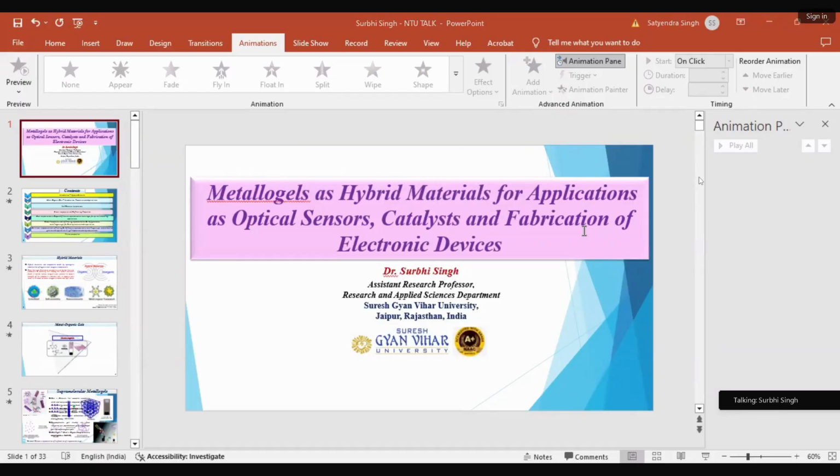Thank you, Partha, for such a nice introduction. As Partha already told you, my area of expertise is hybrid materials and their multifunctional applications. So, I'll be giving a brief about one kind of metallogels, or a hybrid material, for its multifunctional applications. So, let's start with the talk.